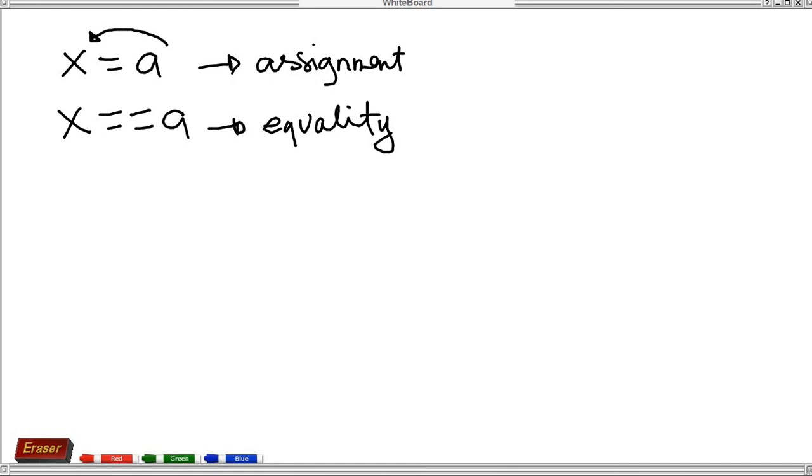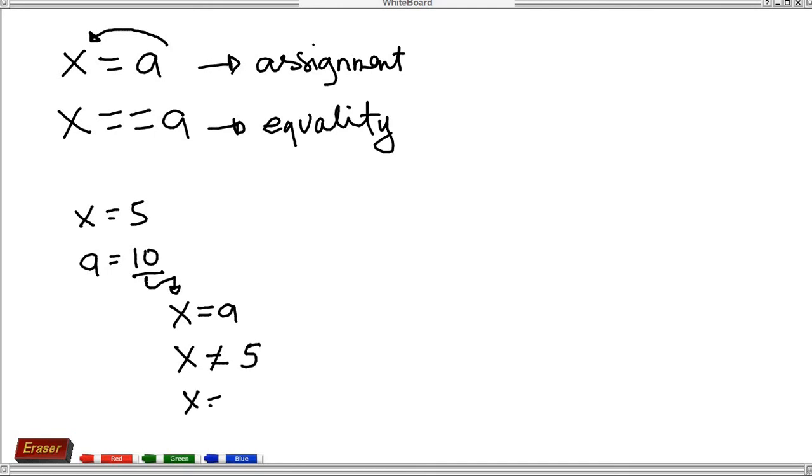So say for example, your x is equal to 5 and your a is equal to 10. When you say x equals a, that means the value of your a, which is equivalent to 10, will be assigned to your x. So what will happen to your x now? This will be removed. Rather, x will no longer be equal to 5, but x now will be equal to 10. That's the meaning of it.